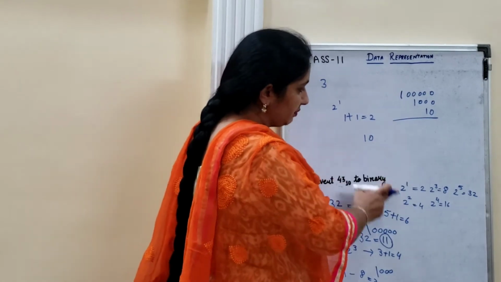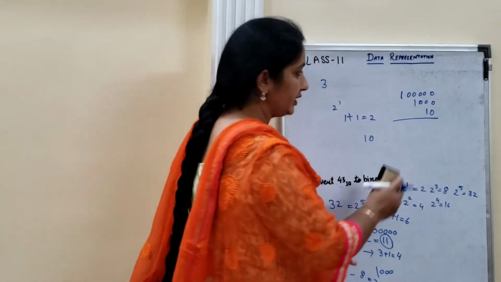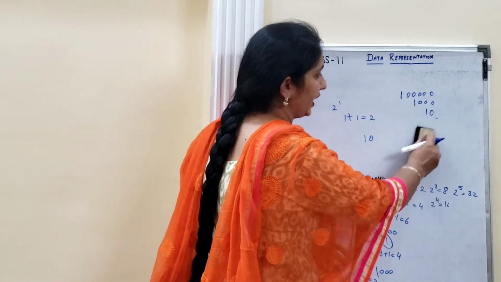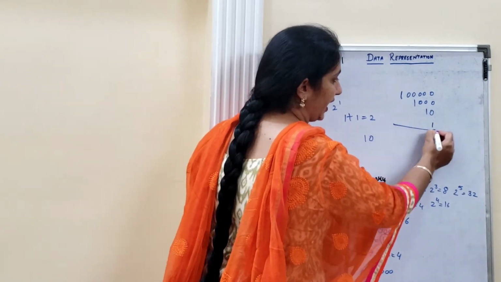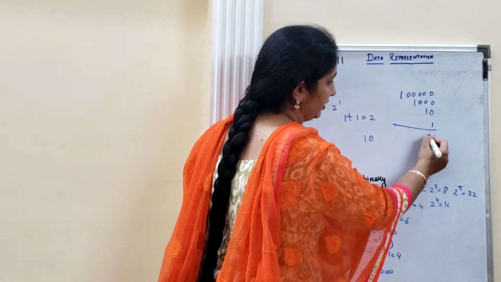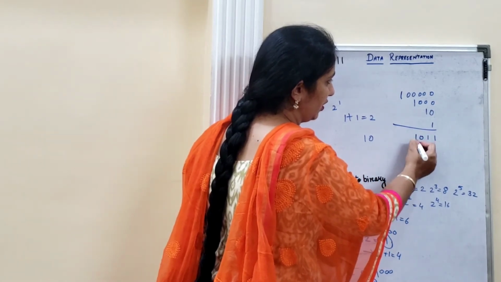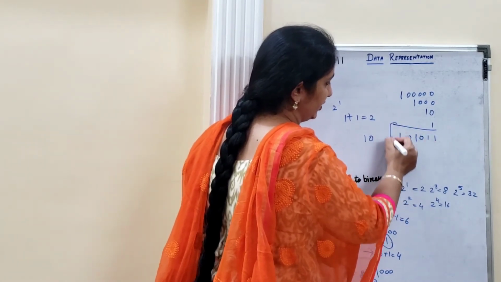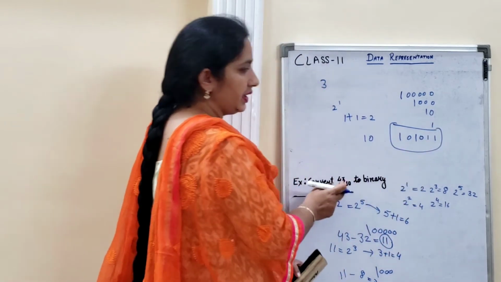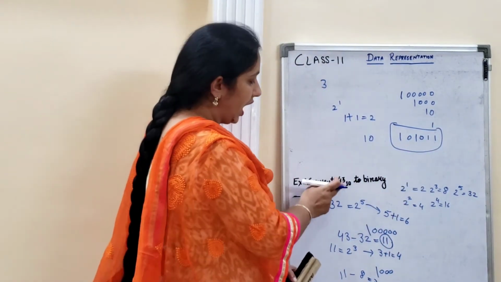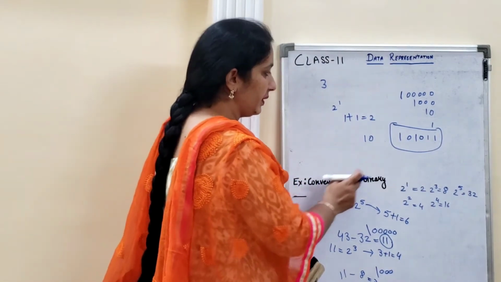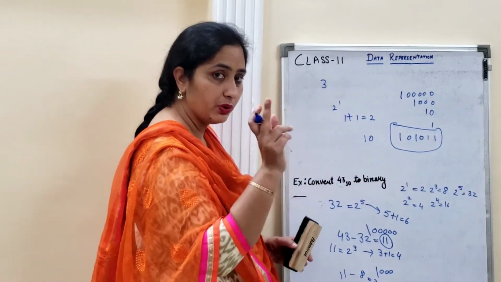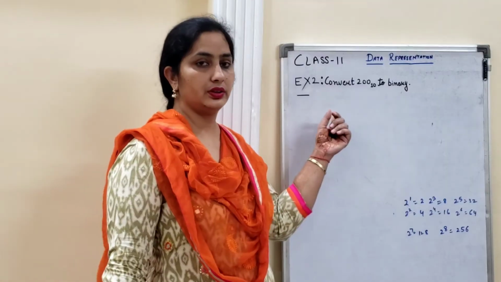And in every number we have added 1, right? So here we will write 1 and now just add this 1, 1, 0, 1, 0, 1. So this is our binary number which I'll get after converting this decimal number. This is decimal number and this is binary number. One more example I'll give you of this.